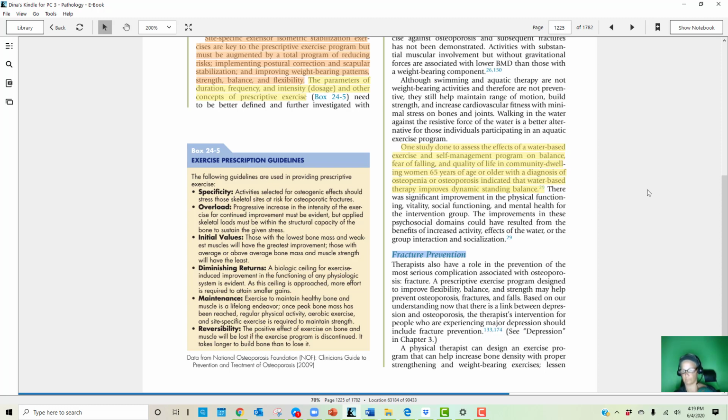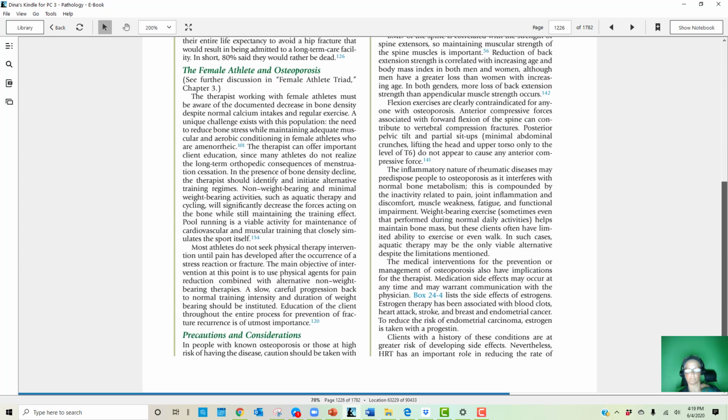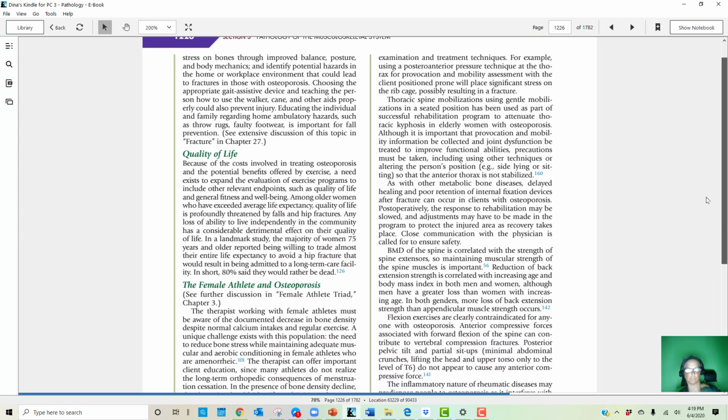A physical therapist can design an exercise program that can help increase bone density with proper strengthening and weight-bearing exercises, lessen stress on bones through improved balance, posture, and body mechanics, and identify potential hazards in the home or workplace environment that can lead to fractures in those with osteoporosis. Choosing the appropriate gait-assisted device and teaching the person how to use the walker, cane, and other aids properly could also prevent injury. Educating the individual and family regarding home ambulatory hazards, such as throw rugs and faulty footwear, is important for fall prevention. See extensive discussion of this topic in Fracture in Chapter 27.